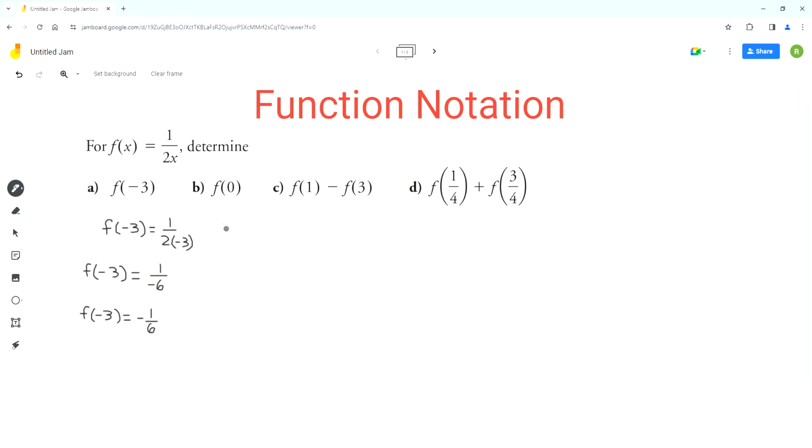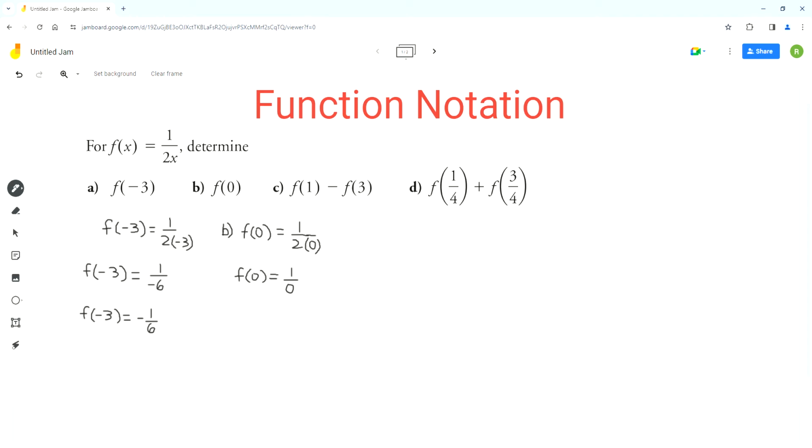So now we can do part B. In part B, we have to sub in the value of x as 0 in this given function. So we get f at 0 equals 1 over 2 times 0. Now we can simplify this fraction. So 2 times 0 is equal to 0. So we get 1 over 0.